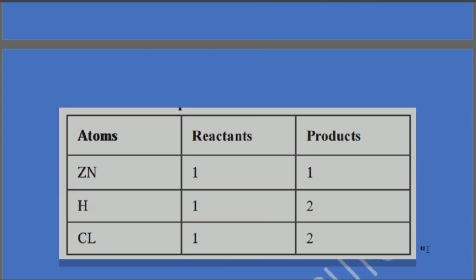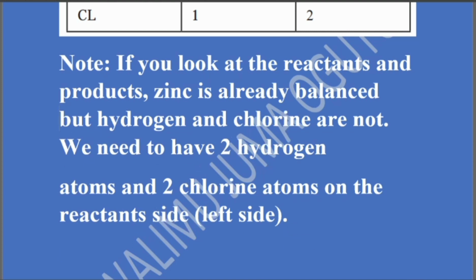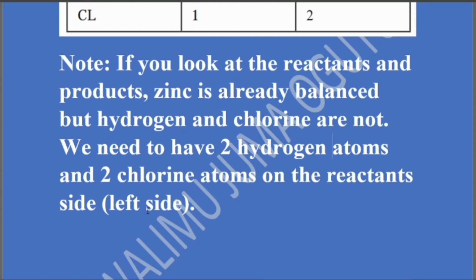So this is something that you can note from there, that the zinc is already balanced. Now the thing that is not balanced is chlorine, and the hydrogen atoms are not balanced. So we are saying that we need two of them. We need two on the left side, chlorine atoms to be two, and also hydrogen atoms to be two, so that it can also be balanced.